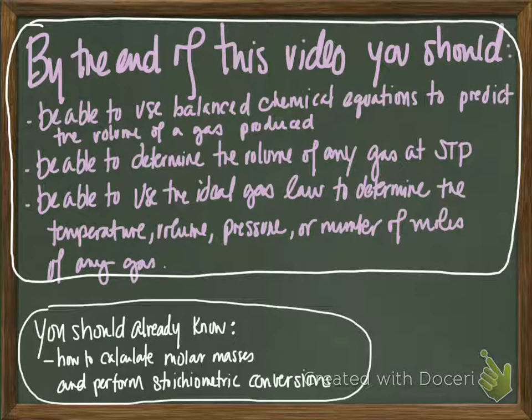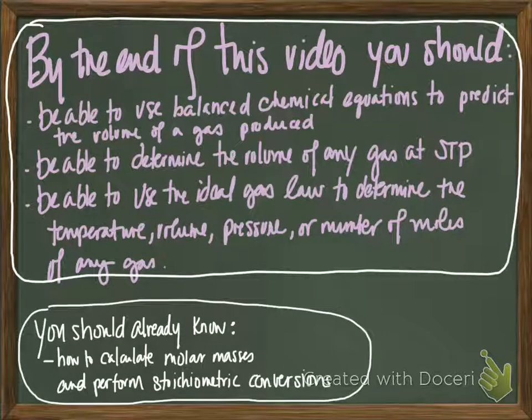By the end of this video, there are three things that you should be able to do. You should be able to use a balanced chemical equation to predict the volume of a gas produced in a reaction. You should be able to determine the volume of any gas at standard temperature and pressure, or STP. And you should be able to use the ideal gas law to determine the temperature, volume, pressure, or number of moles of any gas. Things you already need to know how to do: how to calculate molar masses, and how to perform basic stoichiometric conversions.